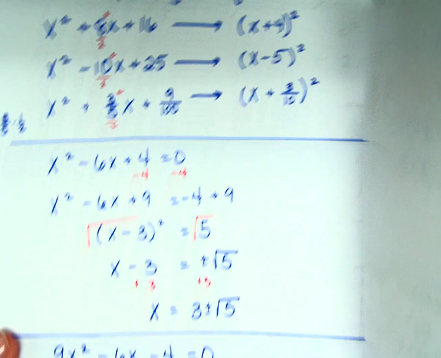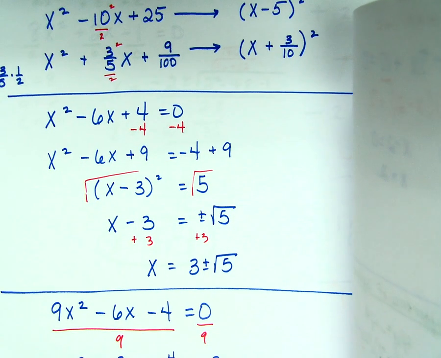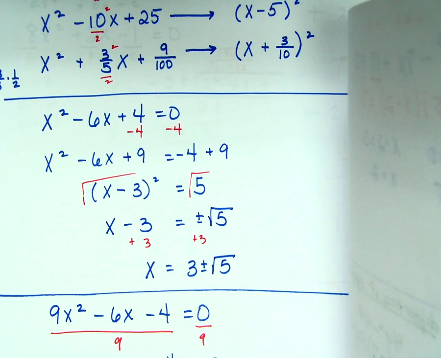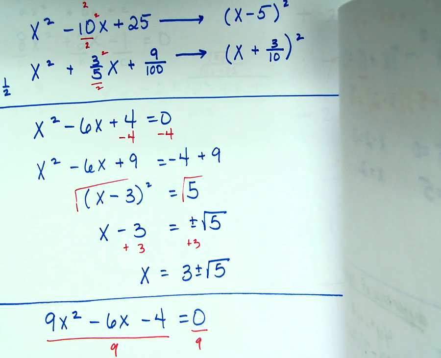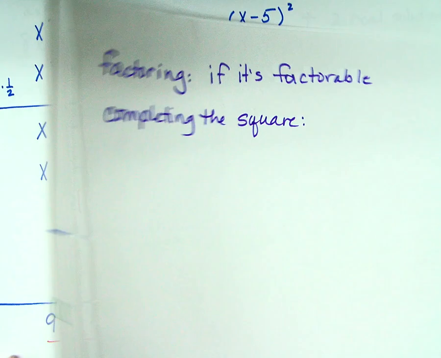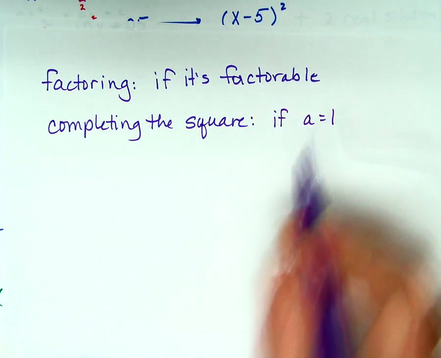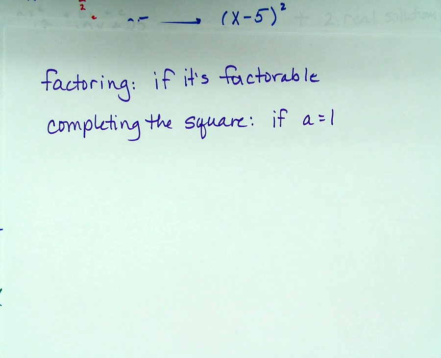Well, I have to tell you, most of the time people won't choose completing the square on their own. Most of the time they'll do it if it tells them to do completing the square, to be honest with you. So we definitely want to try completing the square if the leading coefficient is 1. If the leading coefficient is something else, I definitely don't want to try completing the square, unless it tells me that's how I have to do it. Yeah?